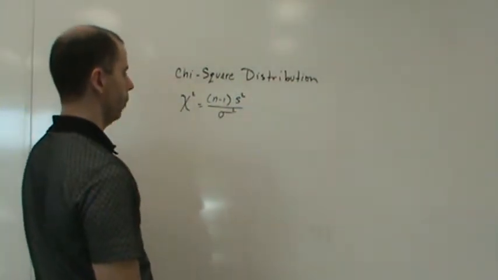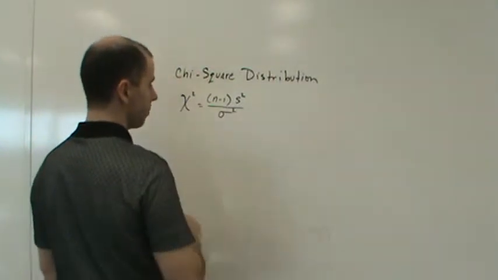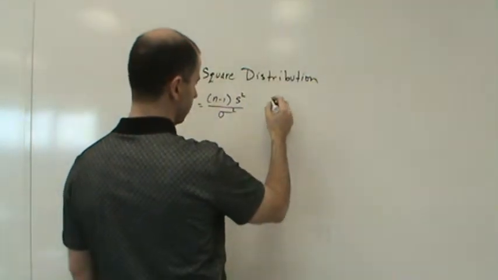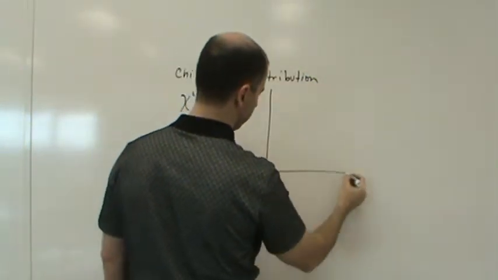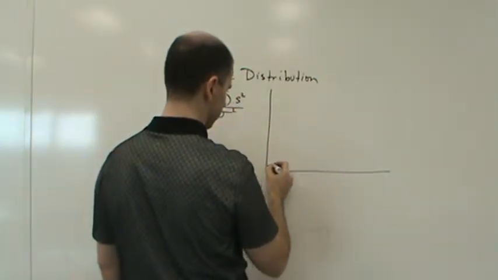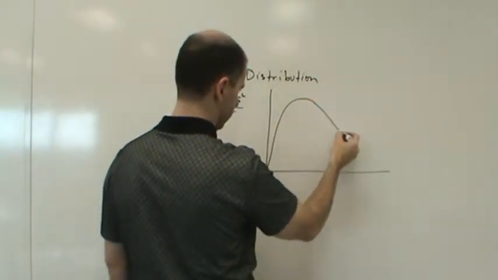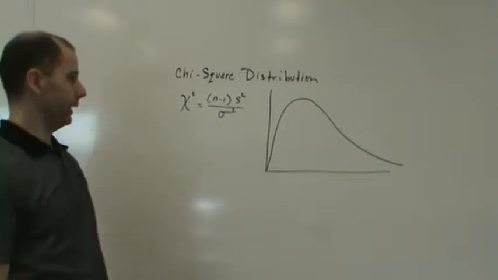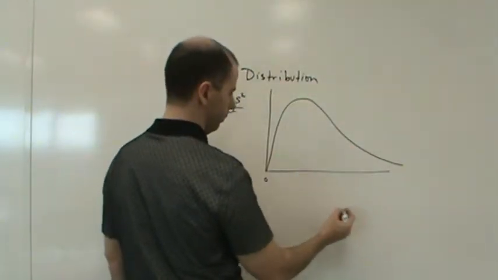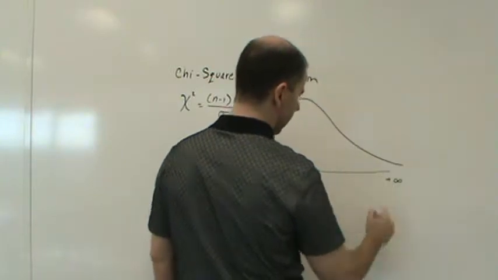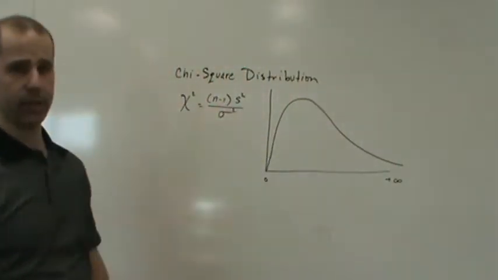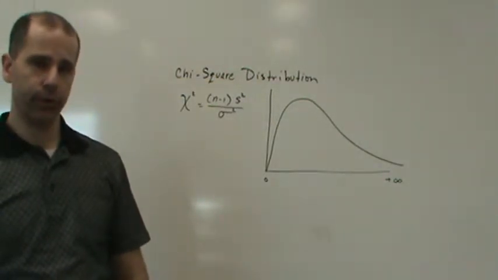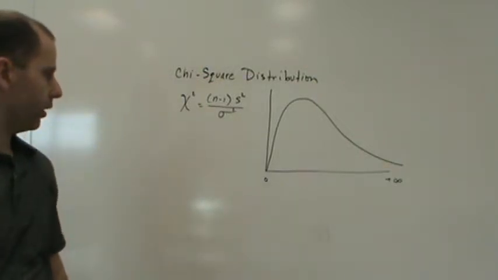So now, what does this look like? Well, it depends on the sample size, but it typically will look something like this. It starts at 0 and goes off to positive infinity. So the values of the chi-squared random variable are always greater than or equal to 0. Okay, and so it could have something like this.